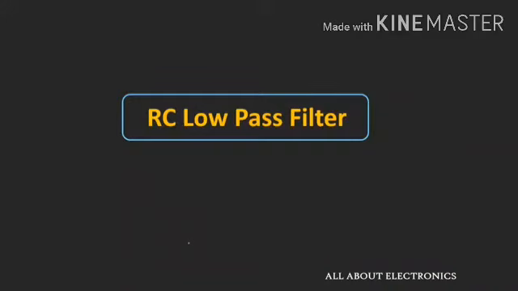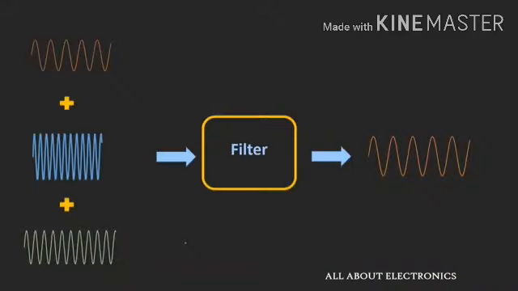So in the next couple of videos, we will learn about the passive electronic filters. The electronic filter is a circuit which passes some frequency components and rejects or attenuates all other frequency components. Based on the frequency band which is being passed by the filter, filters can be classified into 4 different types.